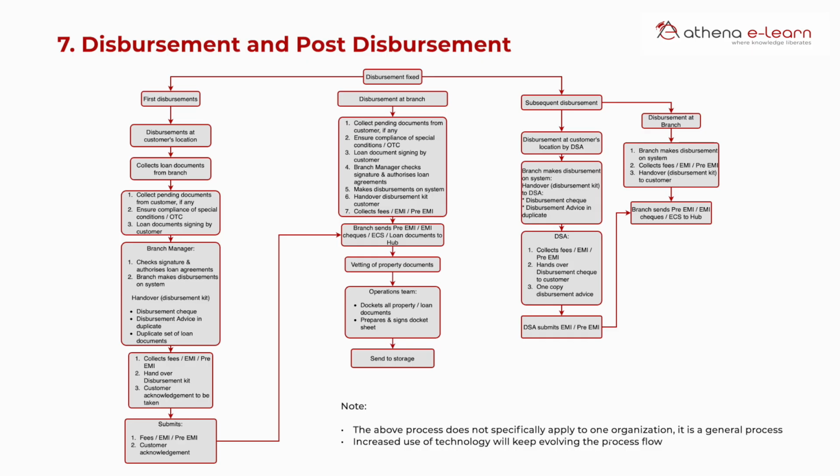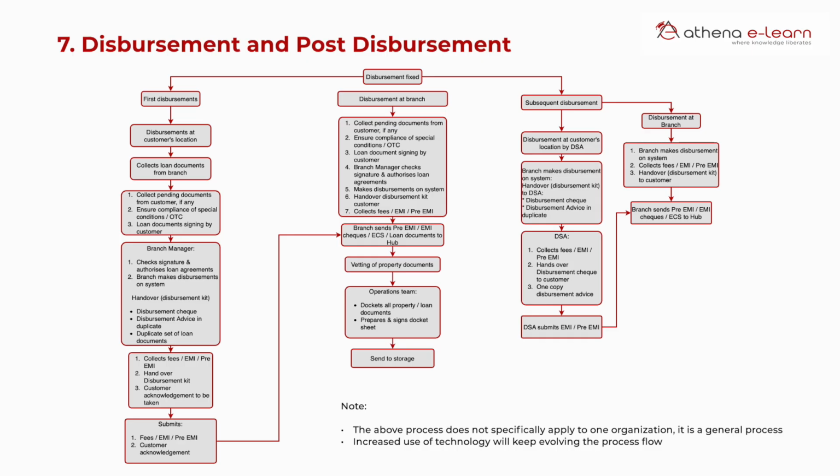Once the loan agreement and all documents have been signed and the transaction is complete, most organizations will hand over a disbursement or a loan kit. The loan kit will have a copy of the loan agreement and a copy of all the other documents that have been submitted, so that the customer, for his record, has all that available to him for the next 10-15 years while he is repaying the loan.